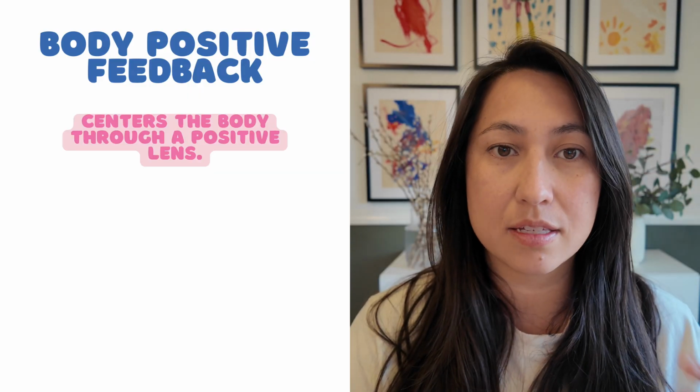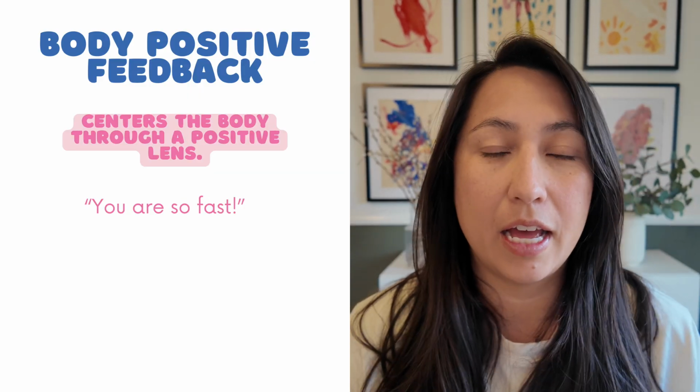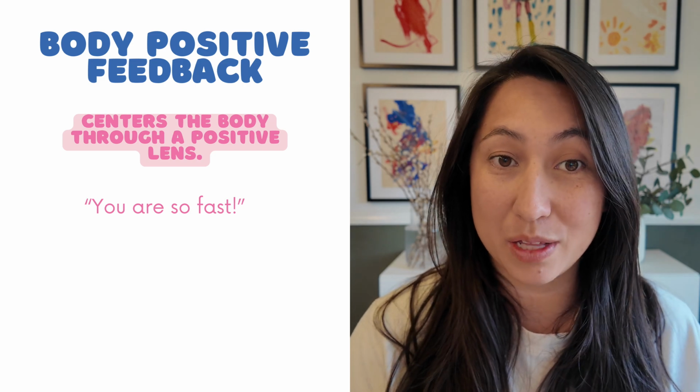So let's look at examples of each of these and look at what's the harm in each of these or what's the benefit. So body positive feedback is something like, oh, you're so fast. And what it does is it centers the body through a positive lens. And the problem with this is that it makes the body the focus of their value. So it's saying like, oh, you are good because you're fast.